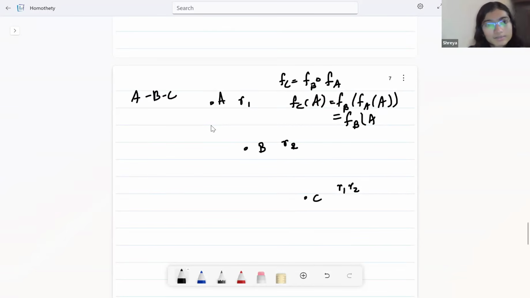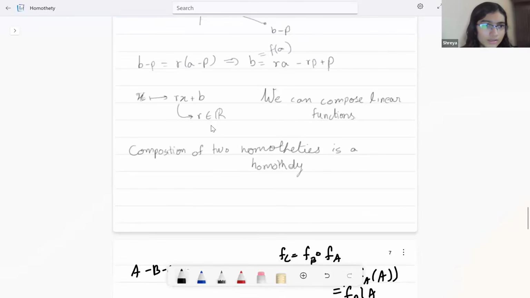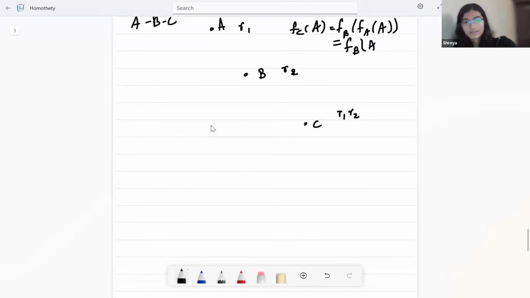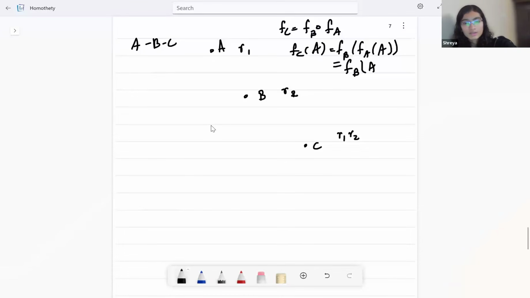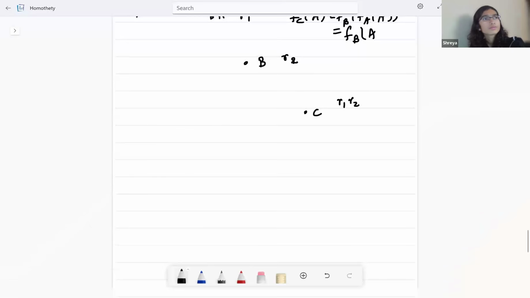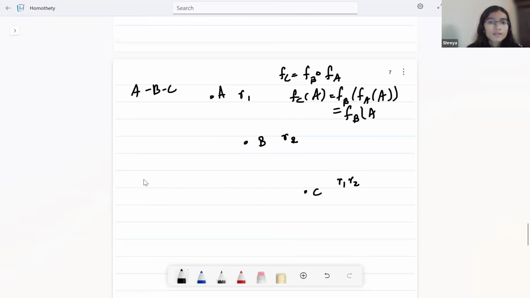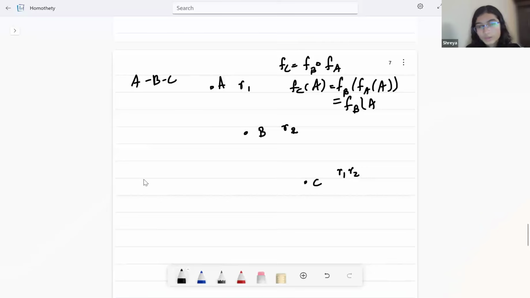So ABC are connected. Does this make sense? Okay, I'll take that as yes. Let's see. Do you want to see Monge's theorem? We can quickly do Monge's theorem now, or do you want to do a problem? We can do Monge's theorem next time.